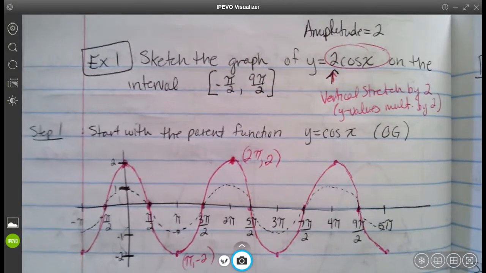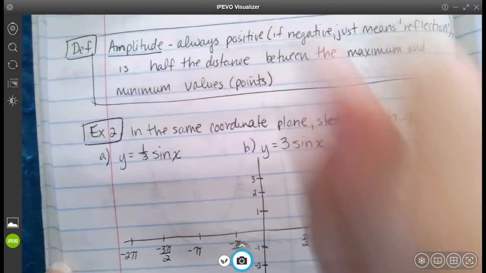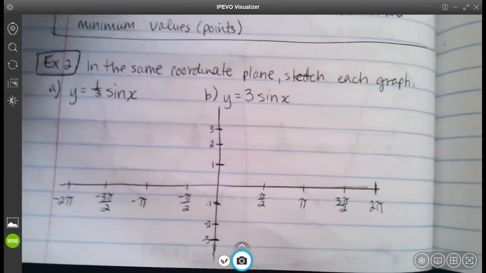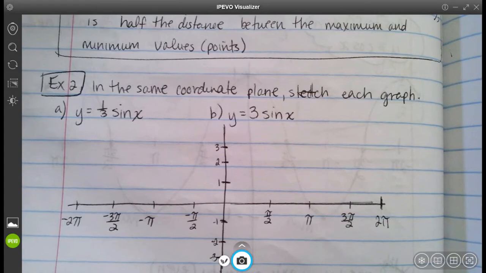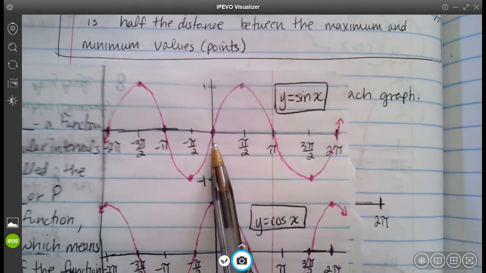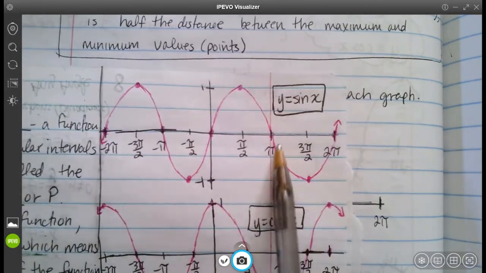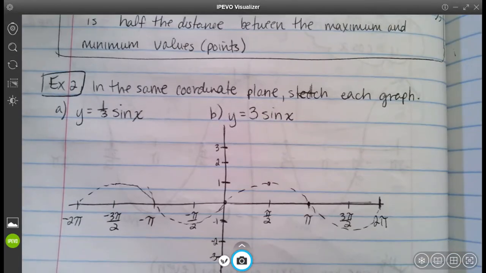All right, let's try another example. Example number 2: on the same coordinate plane, sketch each of the graphs. Just like the one before, I'm going to sketch my OG first. In this case it would be sine, because now we're dealing with the sine function. Again, if you don't remember what it looks like, here is our handy dandy foldable, y equals sine of x. There we go, we have (0, 0), (pi/2, 1), (pi, 0), and so forth. I'm just going to sketch those real quick. So there's my OG.